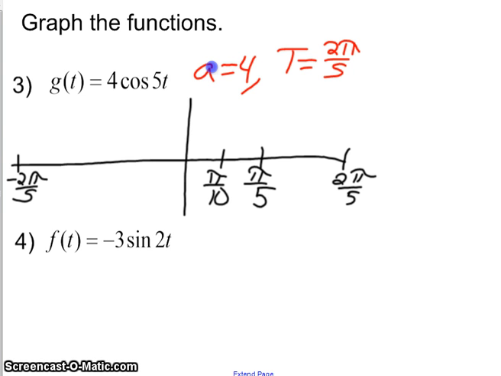All right, now I want to know what's halfway between pi over 5 and 2 pi over 5. What's halfway in between?